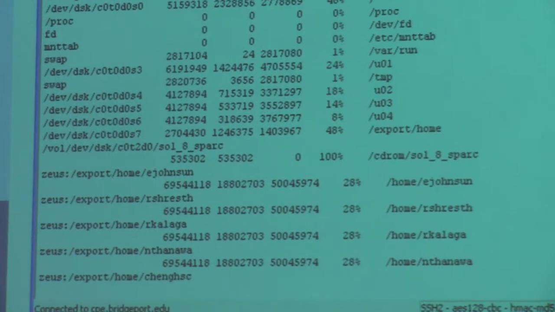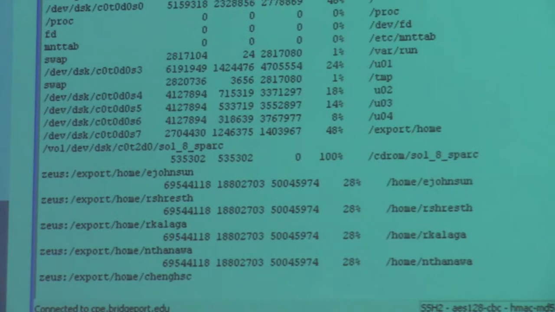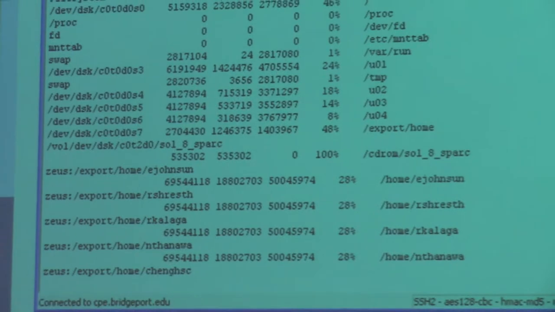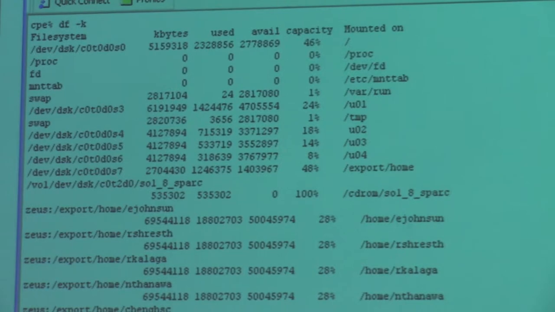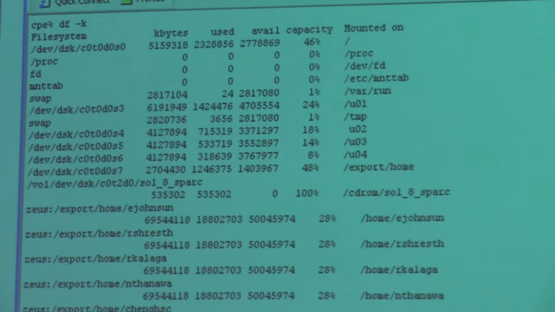Also, the df command is very popular, and you should know that when you are using Linux and Unix-like systems, the df command is used a lot to check your file system statistics. It shows the name of the mounting point as well as the capacity, how much is used, how much is available, and the mounting point. So minus k means the kilobyte unit. You can easily check, usually it's used to check the capacity, whether my file system is full or not.